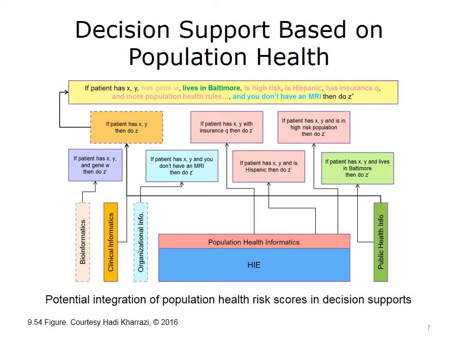Population health predictive models and risk scores can potentially also be used in the decision support process. This diagram shows how different data sources and different informatics domains can provide different levels of decision support at the point of care. As depicted, HIEs can provide certain population health risk scores for individual patients at the point of care that can help clinicians to make better judgments.